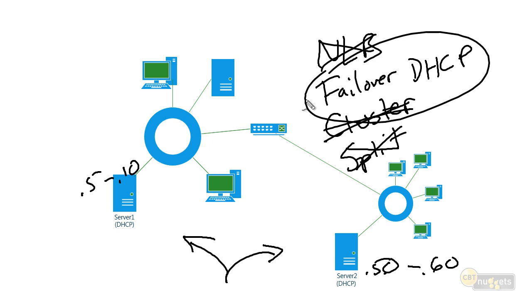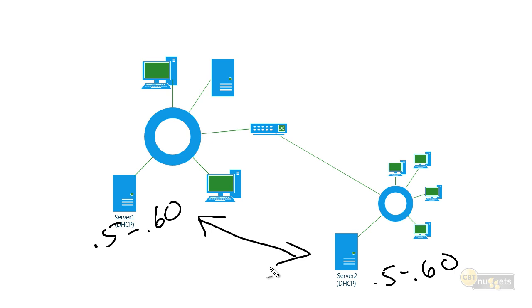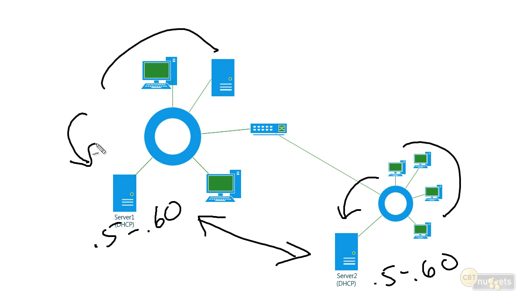And that leaves us with failover DHCP. Under failover DHCP, if you remember, we're going to configure each server to have the complete range, and they are going to talk to one another. Now, there's no need to put network load balancing in front of this. The clients will hit whichever server they hit. These guys will probably hit this one because it's on their subnet, and these guys will probably hit that one because it's on their subnet.